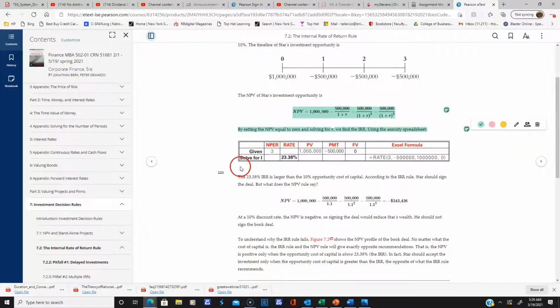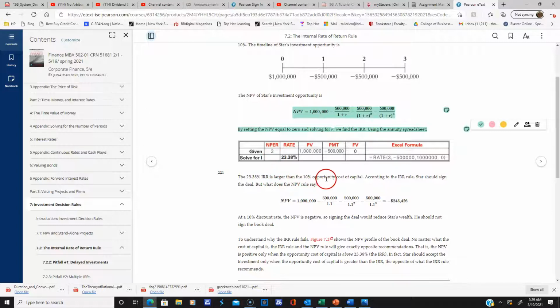All right, so you use the rate function, right? Because everybody recognizes this is an annuity, not a perpetuity. I'm sorry, an annuity. And you use the rate function with 3 periods, a payment of 500,000, and a present value of $1 million, and it'll give you the internal rate of return. Okay.